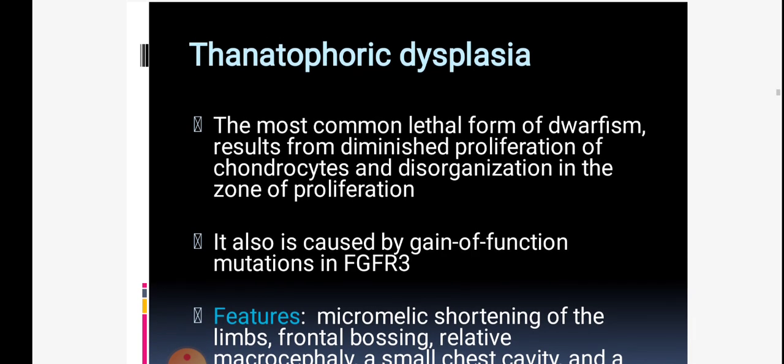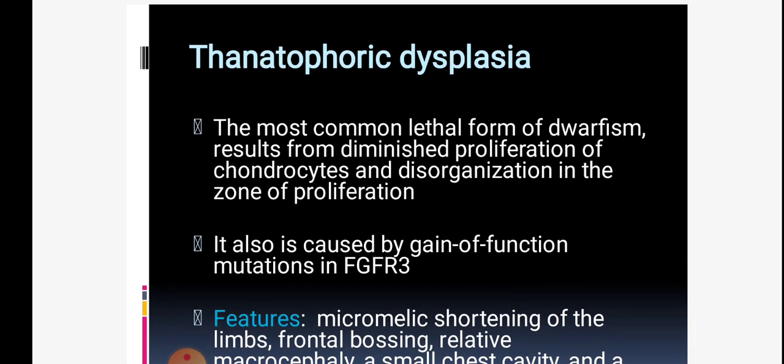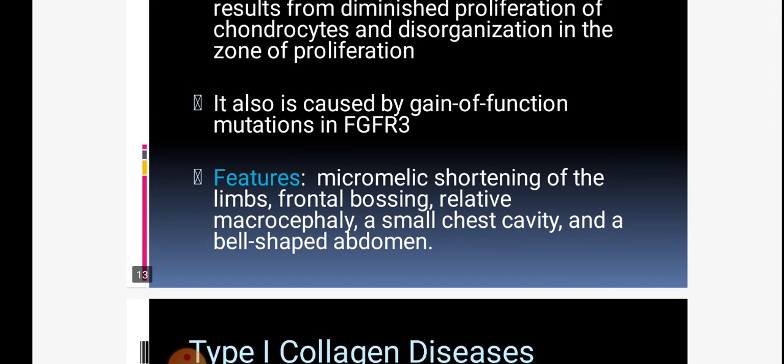Now, what do you mean by thanatophoric dysplasia? The most common lethal form of dwarfism results from diminished proliferation of chondrocytes and disorganization in the zone of proliferation. It also is caused by gain of function mutations. The features: micromelic shortening of limbs, frontal bossing, relative macrocephaly, a small chest cavity, and a bell shaped abdomen.